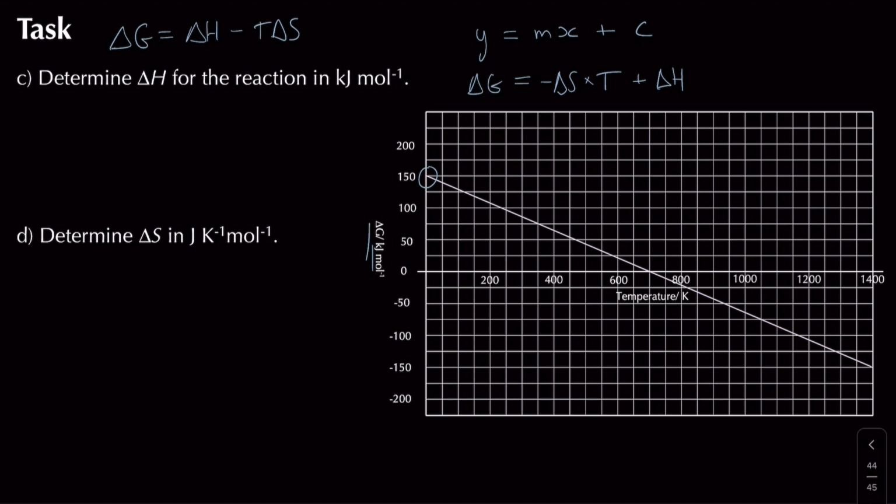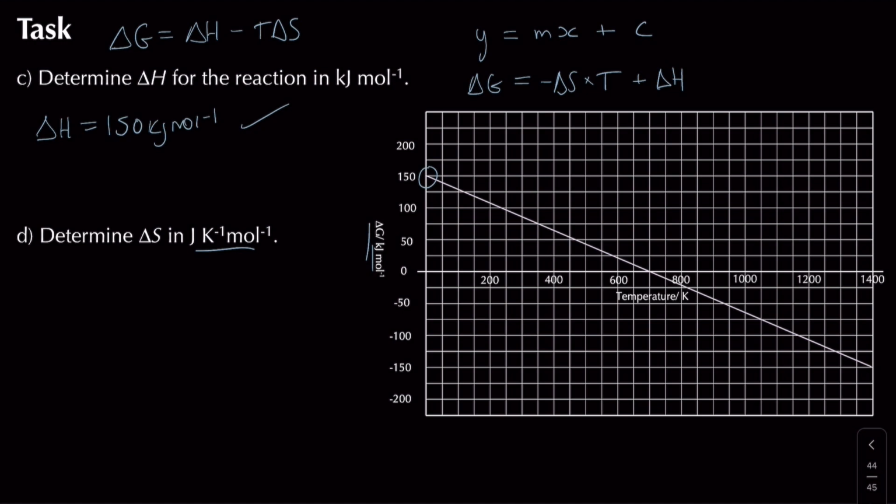And so I know that delta H is going to be equal to 150 kilojoules per mole itself. Moving on, because that's one mark so far. If we were to look at delta S, how would we work that out? We can see here we've got delta S in joules per Kelvin per mole, and we need to be able to convert from kilojoules per Kelvin per mole.